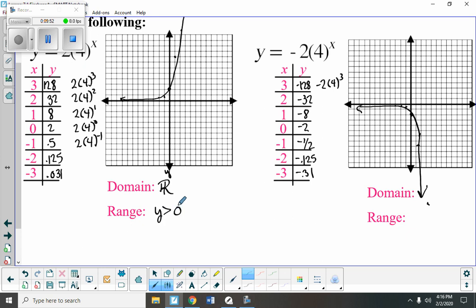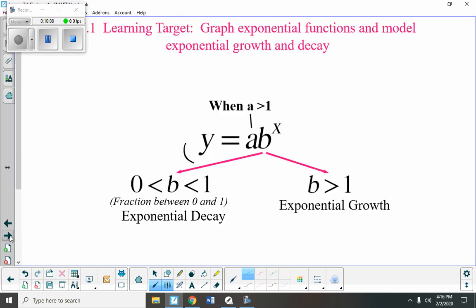Your domain here, again, we put in positive numbers, 0, negative numbers, so the domain is all reals. And in this one, if we look at our y values, there are no positive outputs. They're all below 0. So we would say y is less than 0. All right, so general form y equals ab to the x. When b, this value, is between 0 and 1, so like when we had 1/2 to the x power, it's called exponential decay. When this value b is greater than 1, so when we did 2 to some power, it's called exponential growth.